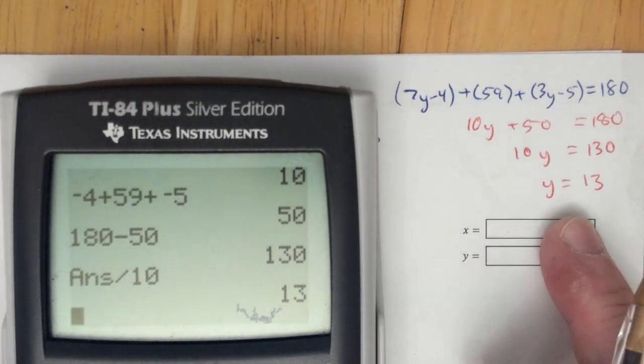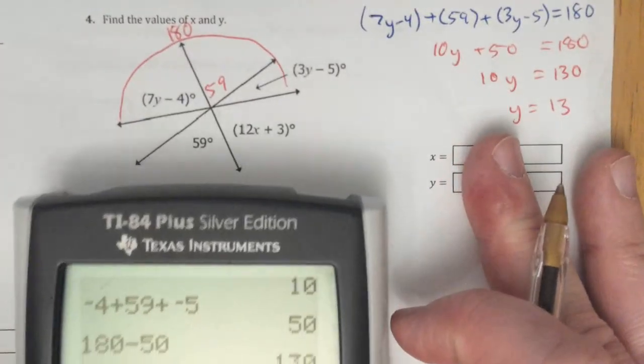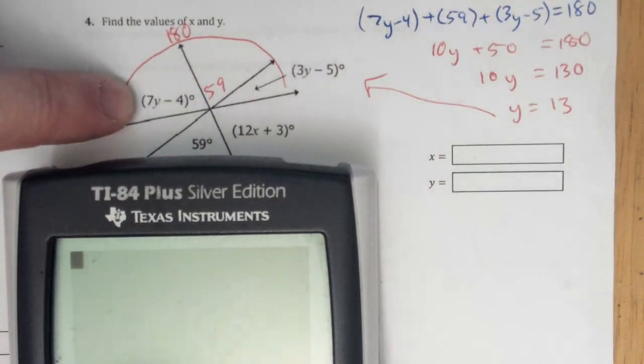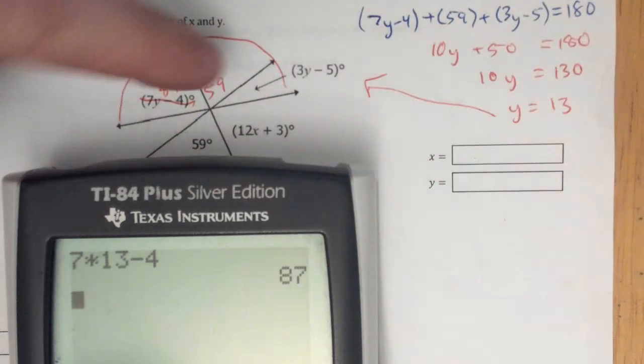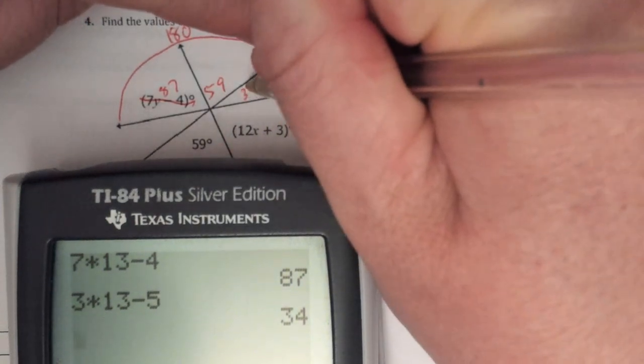Once you find y, you always plug it back into the picture for 2 reasons. 1, to check yourself, but also to prepare no matter what they ask you. All right, so we're going to plug this back into the picture. 7 times 13 minus 4, we pop out with 87. And over here, we have 3 times 13 minus 5, and we get 34.